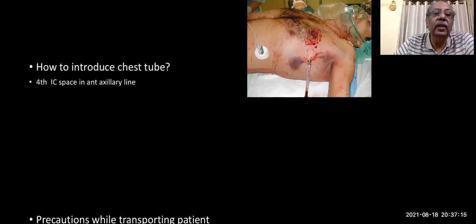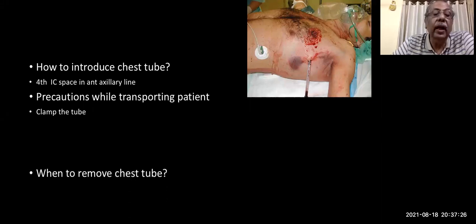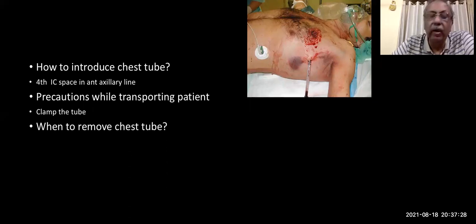How to introduce the chest tube? The landmark you should know. The precaution in transporting the patient: whenever you transport the patient, you should clamp the tube, otherwise the whole fluid will go into the chest. When to remove it? When the daily drain is less than 50 ml. Okay. So these are the few things that can be asked.